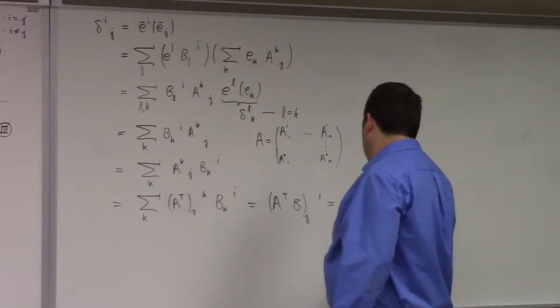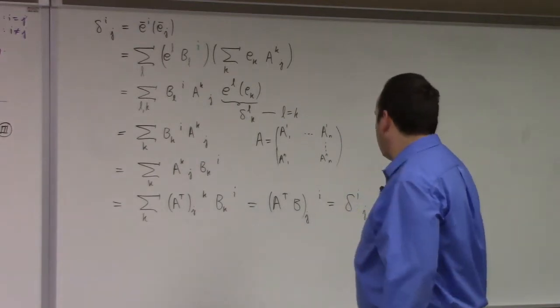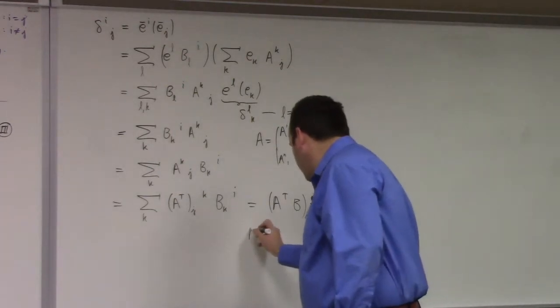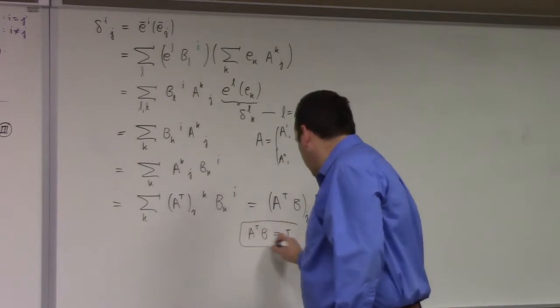Now, of course, that's equal to Kronecker delta ij. Long story short, A transpose B is equal to the identity matrix. That's the relation between the A and the B.